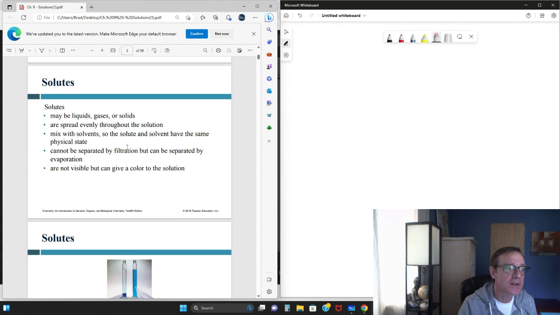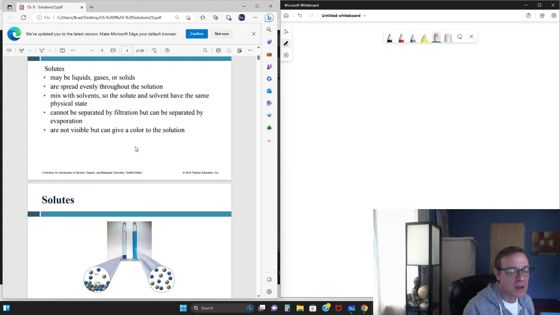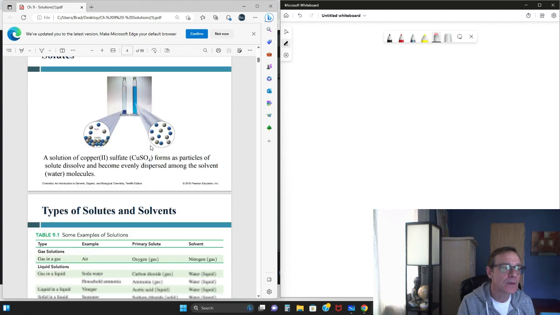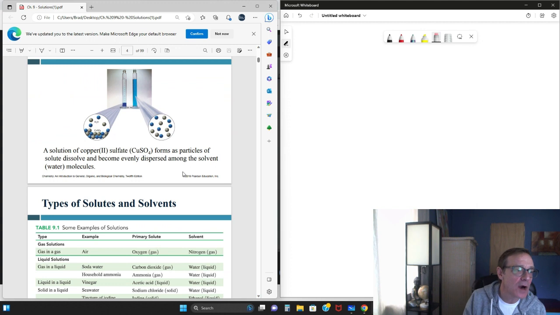Solutions can be liquids, gases, or solids, I guess. Generally we're looking at liquids for the most part. They're a combination of solvents and solutes. Solutes are simply the part of a solution that is there in a lower quantity. I'm not going to get any more technical than that, but just think of that. The solute is dissolved in the solvent.